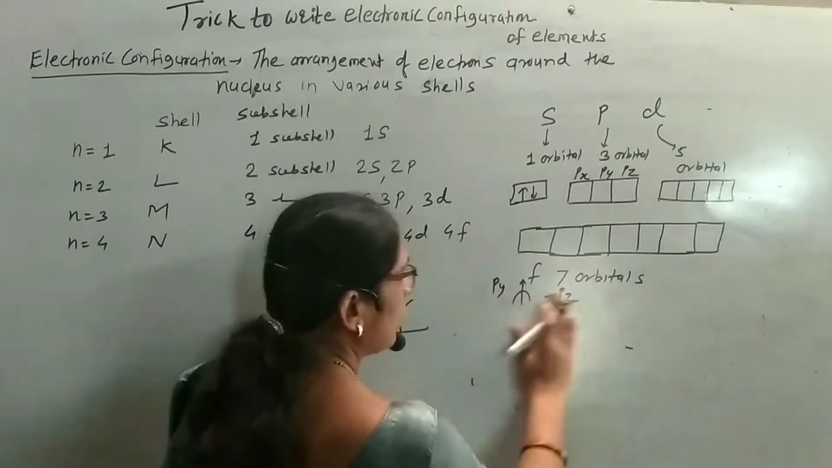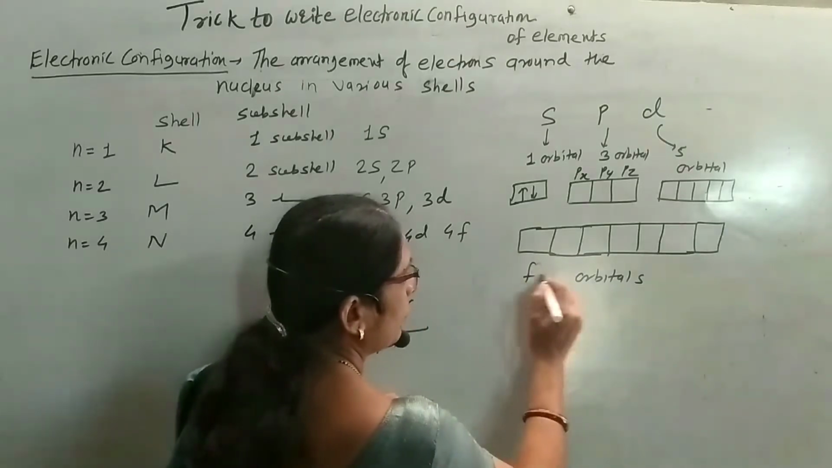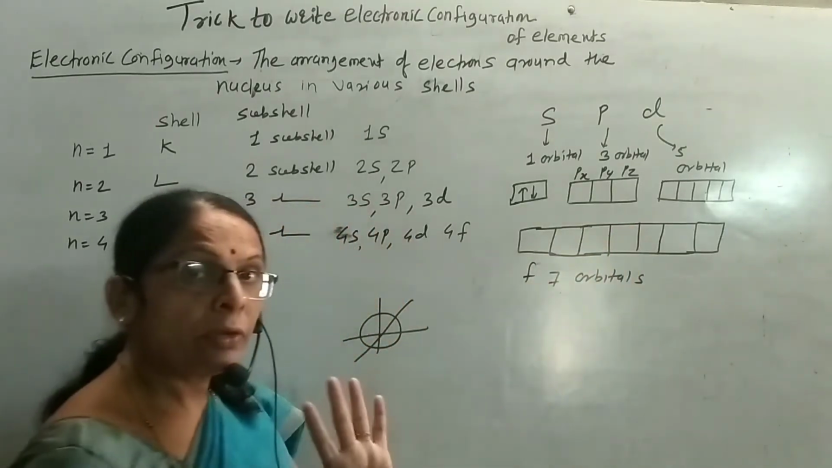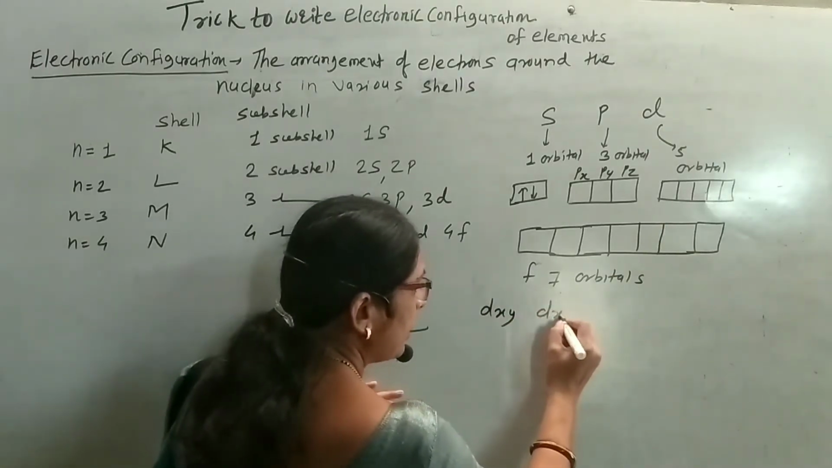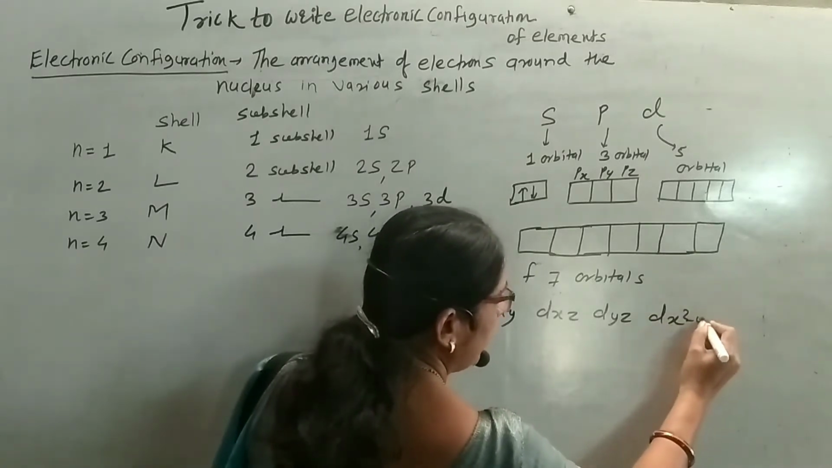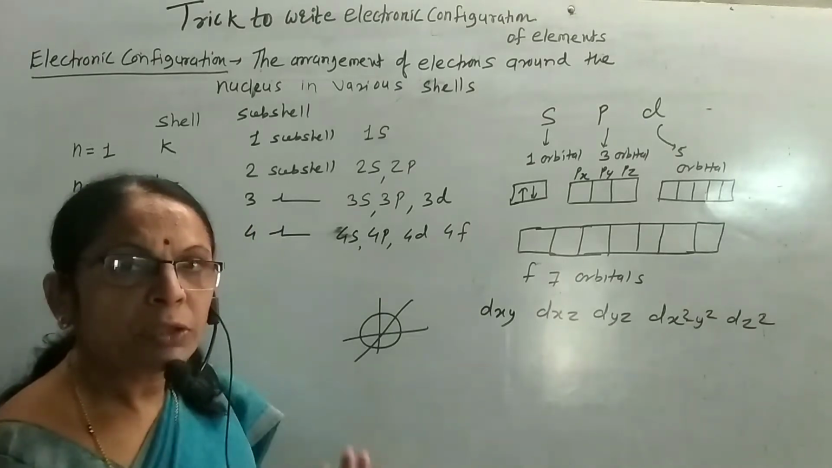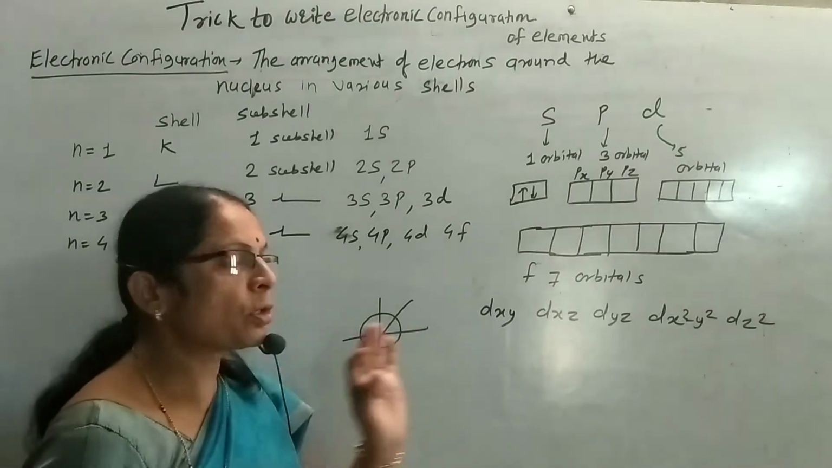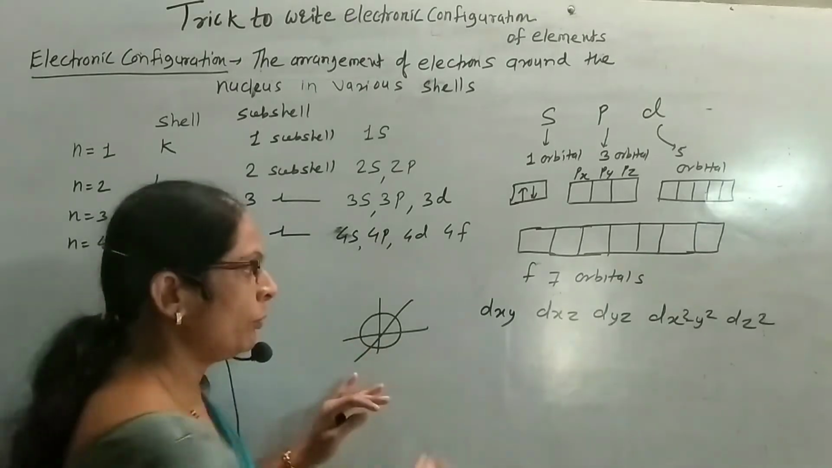Similarly, D has 5 orbitals. D can be considered, there are orientations of the D, which is 5. So these are dxy, dxz, dyz, dx square minus y square and dz square. So these are the 5 orientations of the D orbital by considering x, y, z directions.